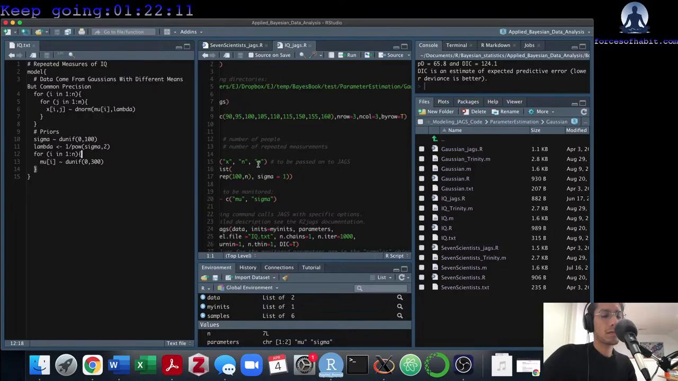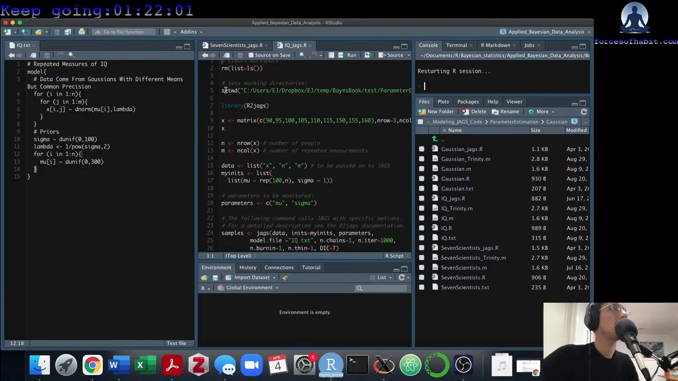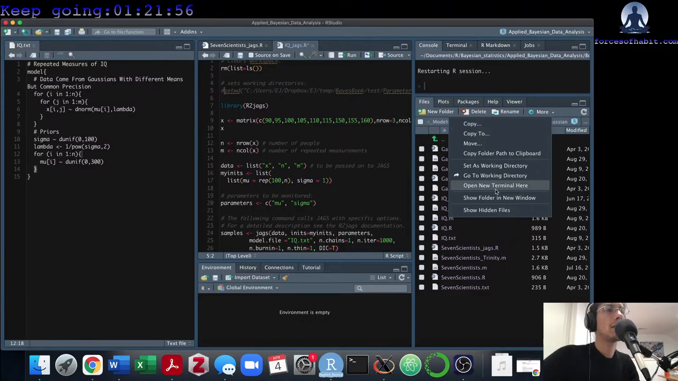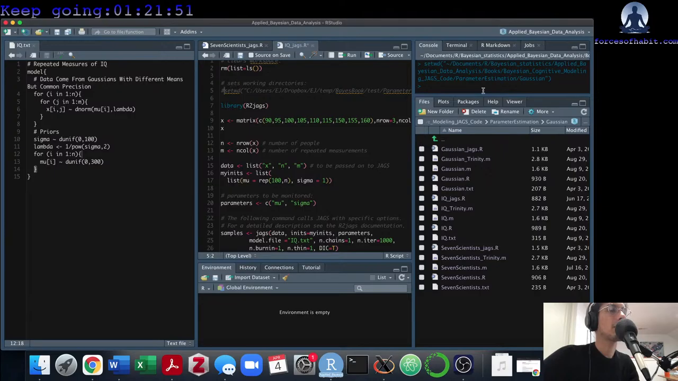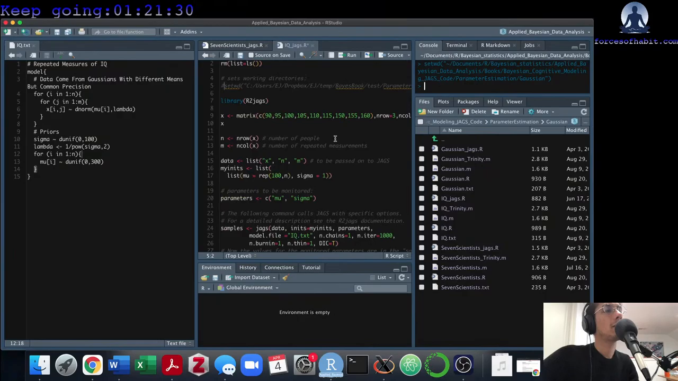Gonna reset my RStudio so that my environment's clean. And then I'm just gonna make sure that I'm in the right working directory. I spoke about that yesterday. It's just easier since we're really deep in the file structure here. Even though we're in a project, it's still just easier to pick this directory so I don't have any confusions about where JAGS is going to look for this text file.